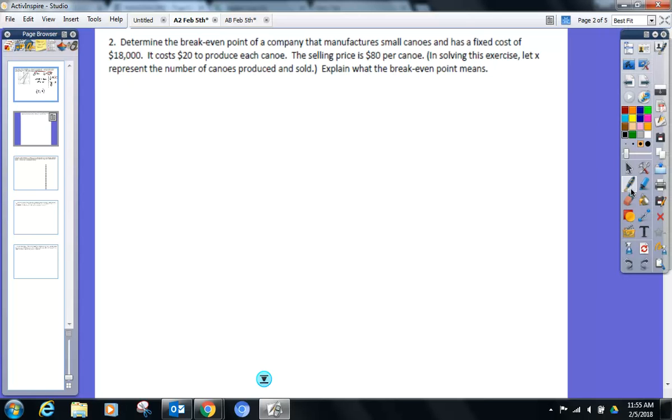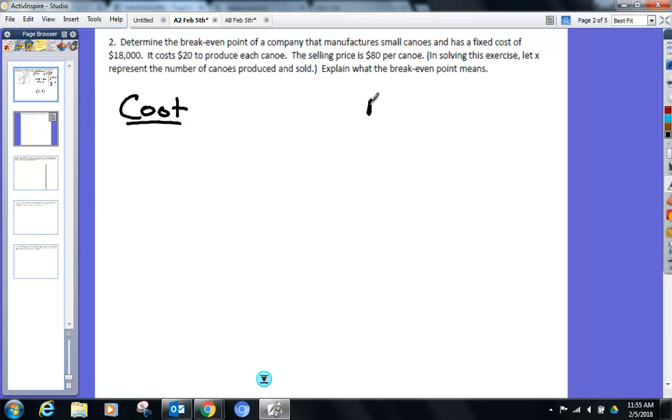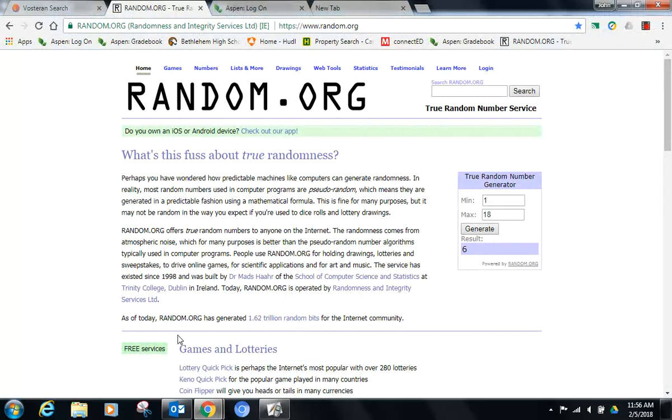All right, I'm going to separate these break-even problems into two. You got your cost equation, and then you're going to have your revenue equation. How much are they spending? How much are they bringing in? So for the cost, how much is it costing them to make the canoes? Well, no matter how many they sell, they always have to pay the $18,000, plus what else do they still have to pay? $18,000 plus how much does it cost to make a canoe?